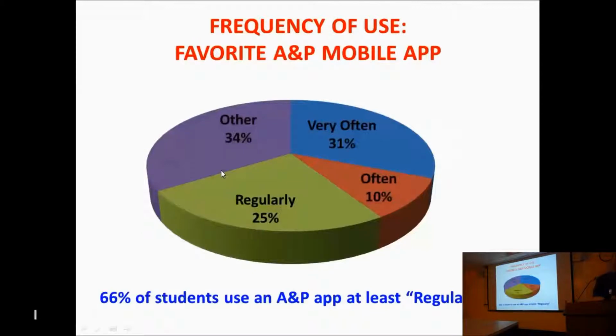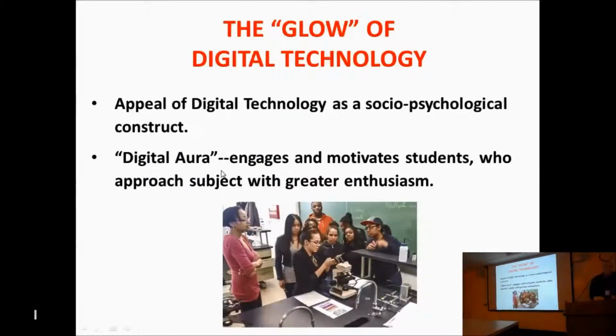We see that students do tend to use AMP apps. They claim at least regularly, so very often or regularly, two out of three. So this is an access point. They're not reading their textbooks. They can't engage in lab. Well, they have their smartphones. Let's harness that use. Digital technology has a glow.